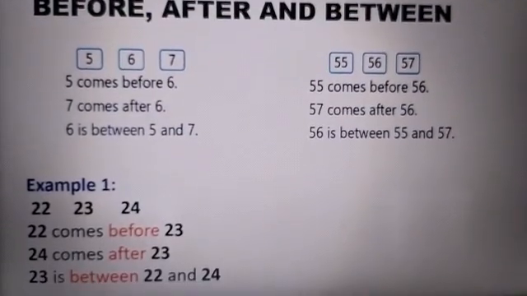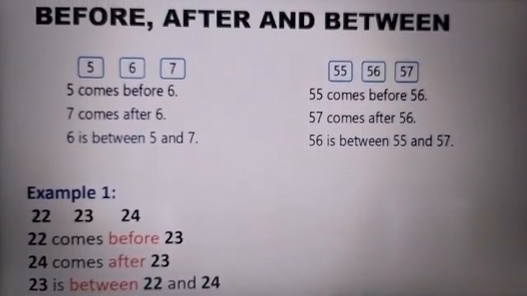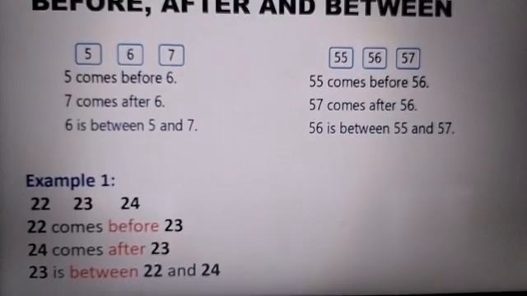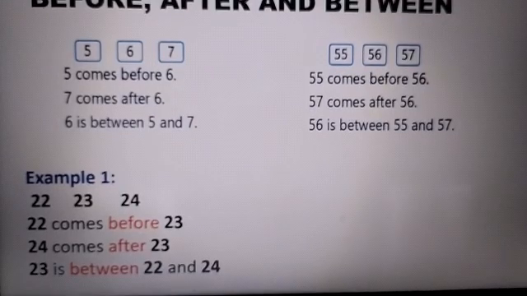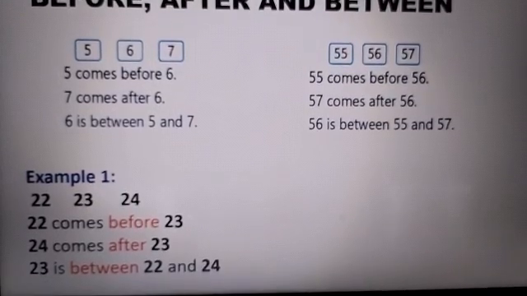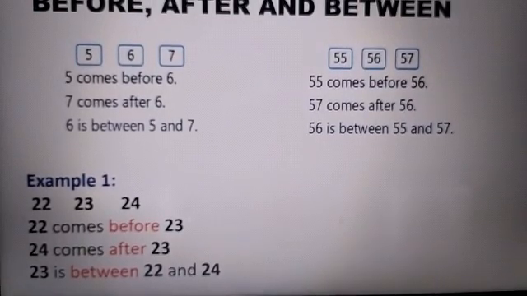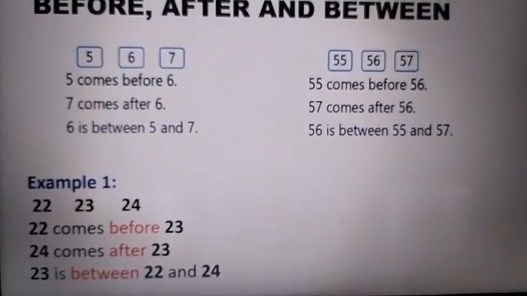Now you are going to repeat after me, because we have already done this twice: first time in chapter number 1, second time in chapter number 2. Now in this chapter you have to say it on your own. Example number 1: 22, 23 and 24. So kids, tell me, 22 is before which number? 23, very good. And 24 comes after 23, good. And 23 is between, come on, tell me which two numbers? 22 and 24. Very good.